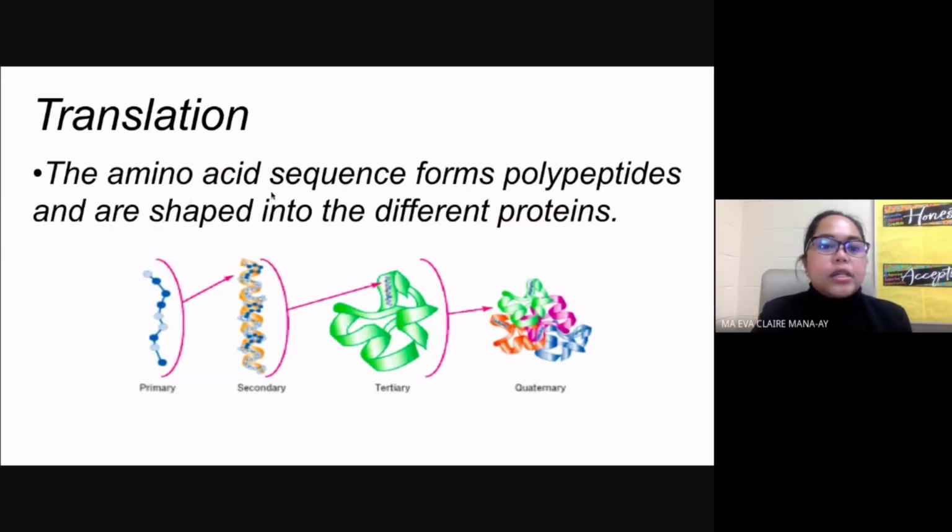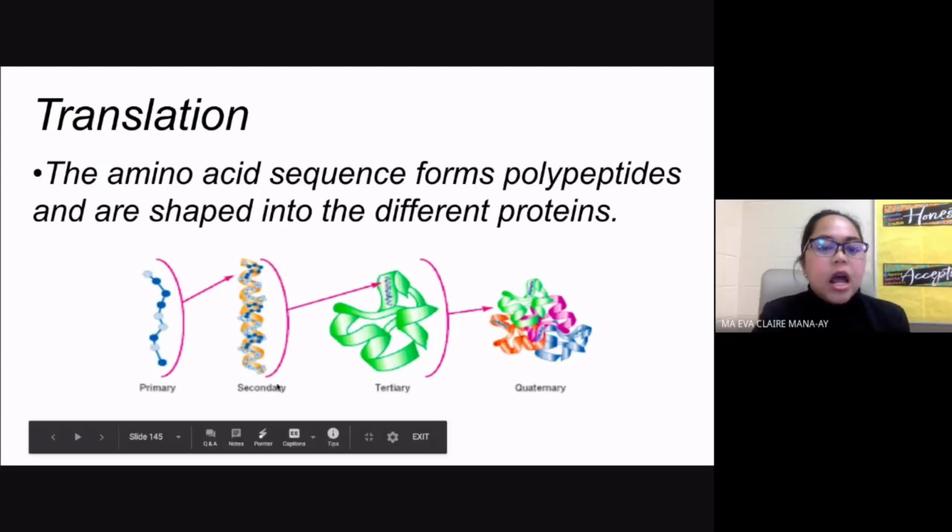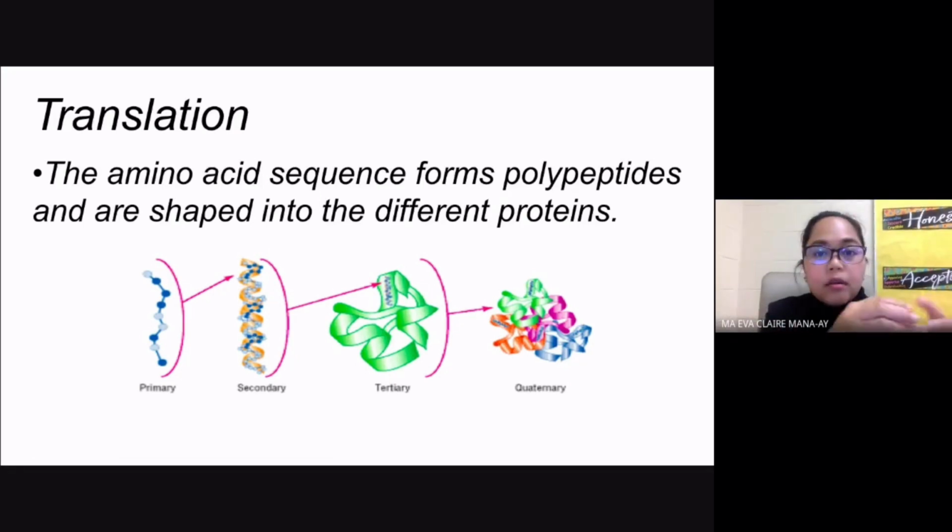Then, of course, this amino acid sequence would form your polypeptide, and these polypeptides are going to be shaped into the different proteins. Remember, we have 4 different shapes of proteins, and the functions of your proteins would be dependent upon their shape. Okay, so you have your primary shape, which is just linear. You have your secondary shape, tertiary, and of course, you also have your quaternary shape of your proteins. Okay, so that's translation, making of proteins out of your messenger RNA.